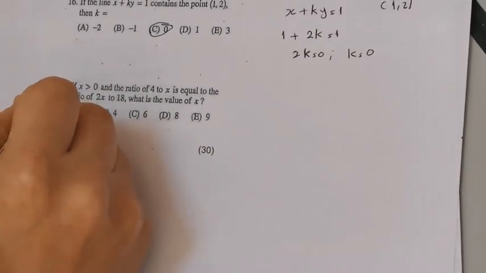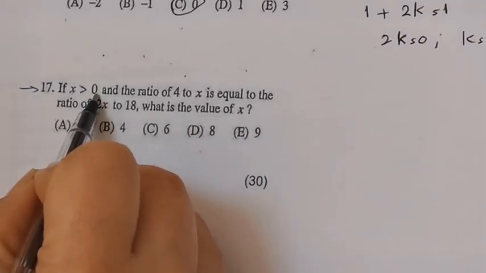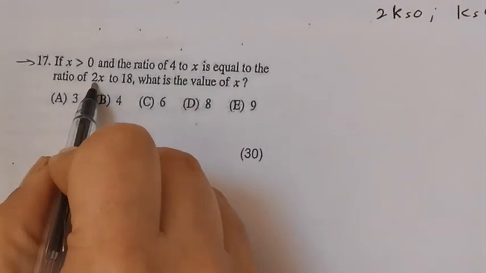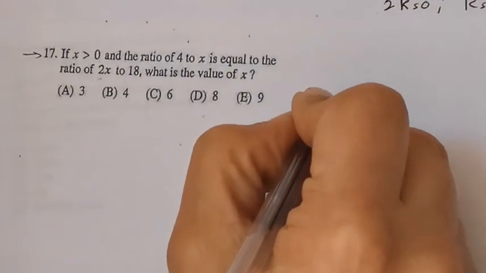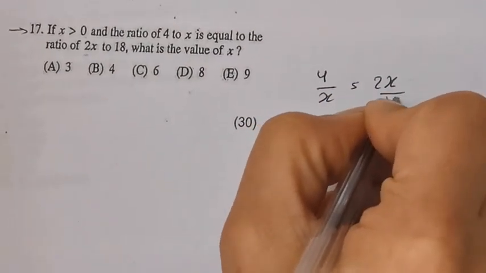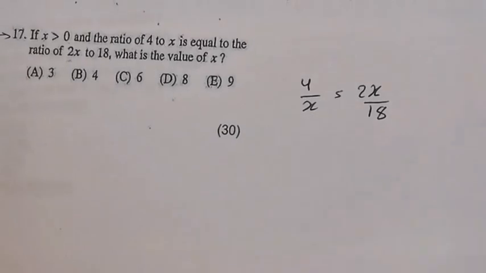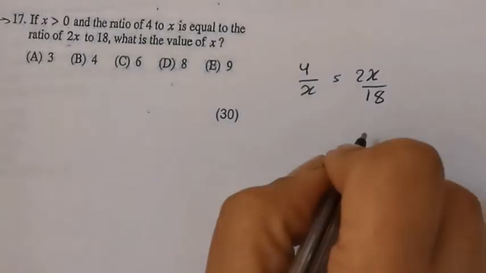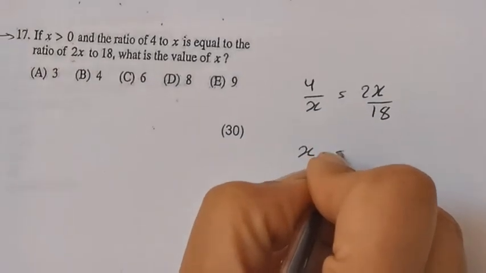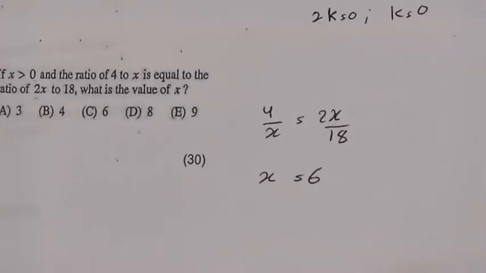Question 17. If x is bigger than 0 and the ratio of 4 to x is equal to the ratio of 2x to 18, so 4 over x is equal to 2x over 18, we need to find the value of x. You can use the calculator to find the answer, or you can solve it directly. So x is equal, in this case, to 6.